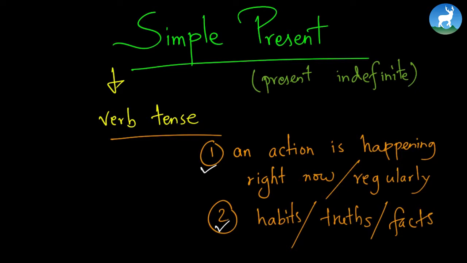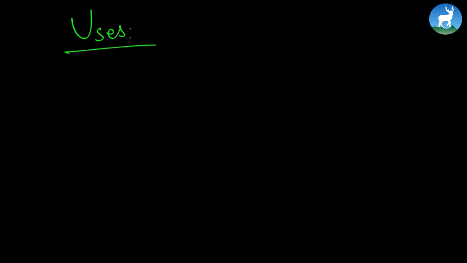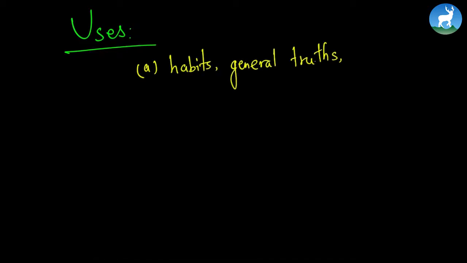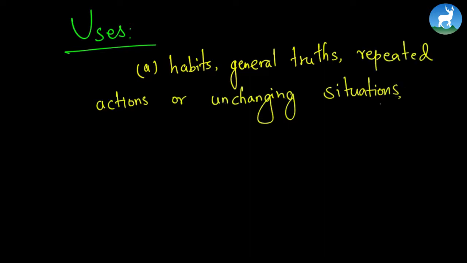Now I'm going to show you how to form the simple present tense. I'm going to demonstrate that by letting you know about the uses of simple present tense. So let's begin with the simple present tense and its uses. Let's say we are expressing habits, or talking about general truths, or repeated actions, or unchanging situations, or it could be even emotions and sometimes wishes. In these cases, we use the simple present tense.